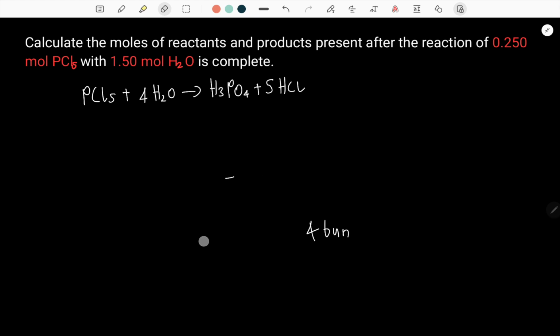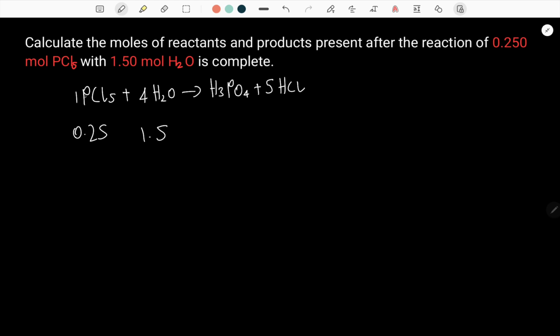We are given the number of moles of PCl5 and H2O, which are reactants. The first step is to write down the number of moles, which is given in the question, but sometimes the mass is given, so you have to convert it. Here we have 0.25 and 1.5.